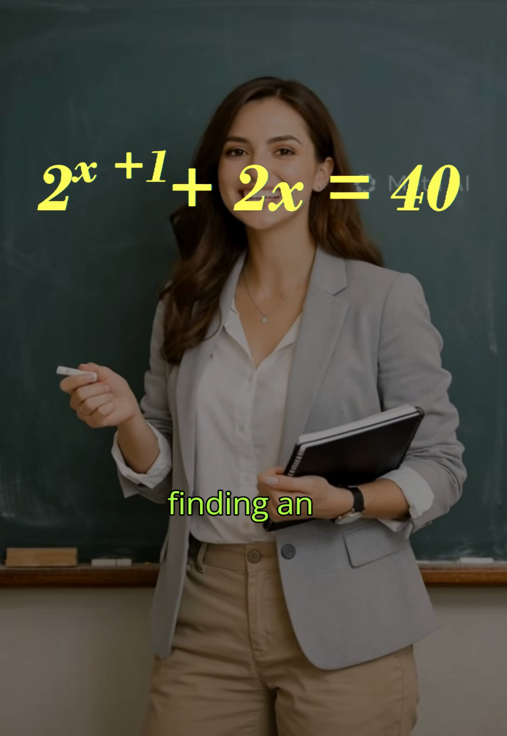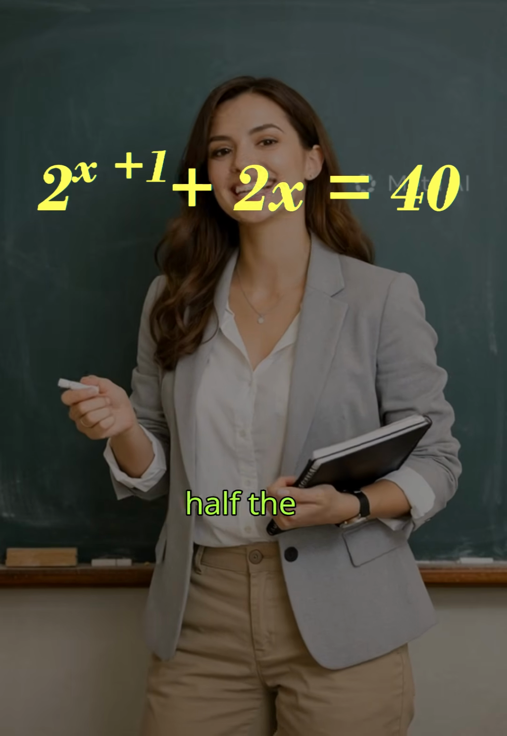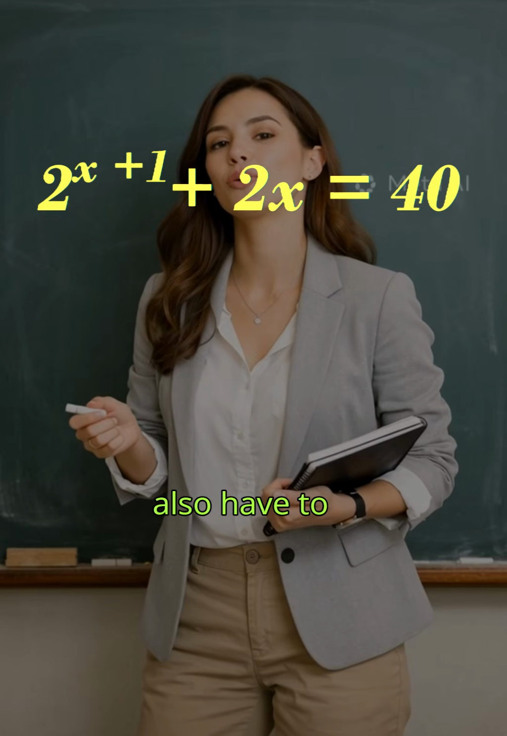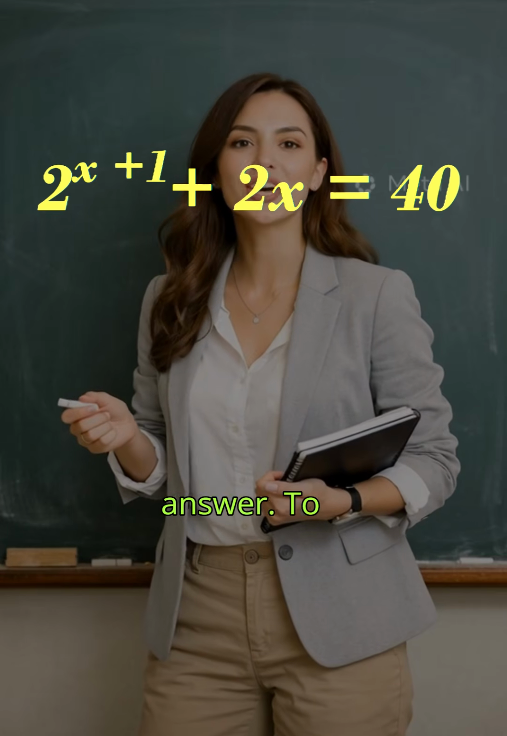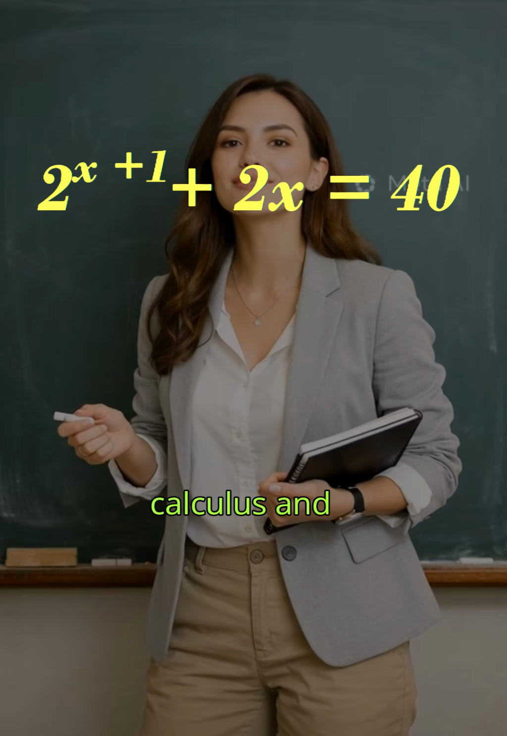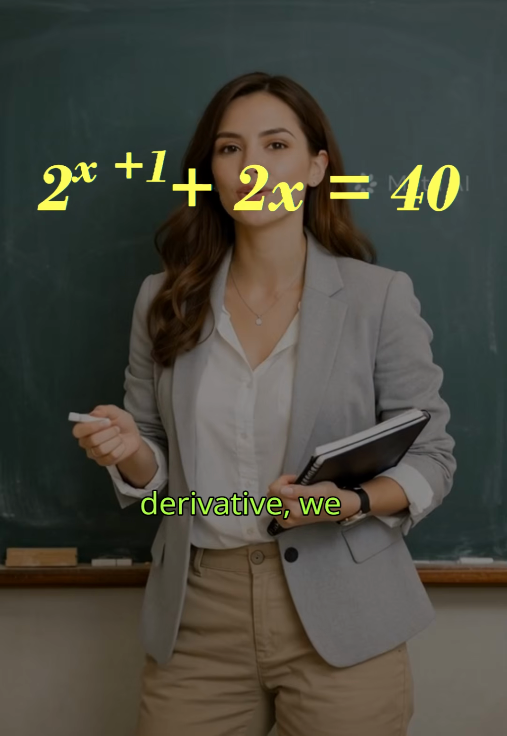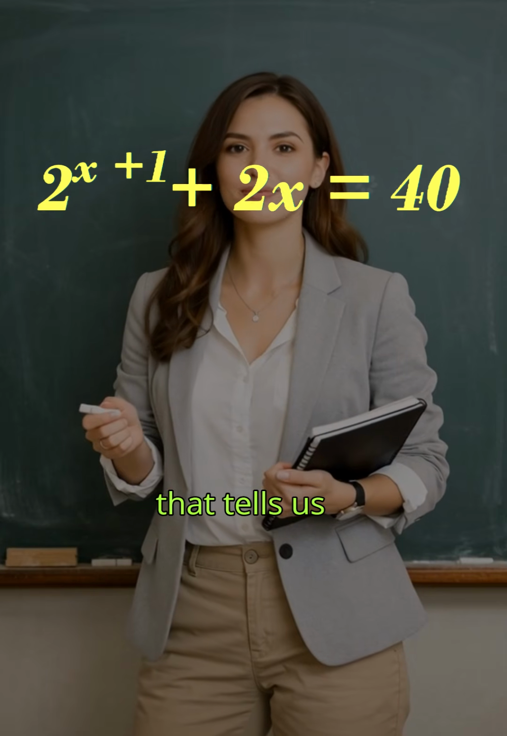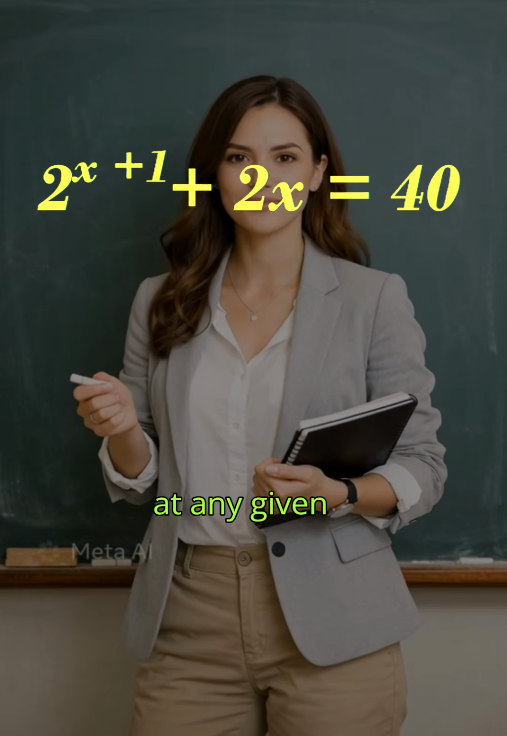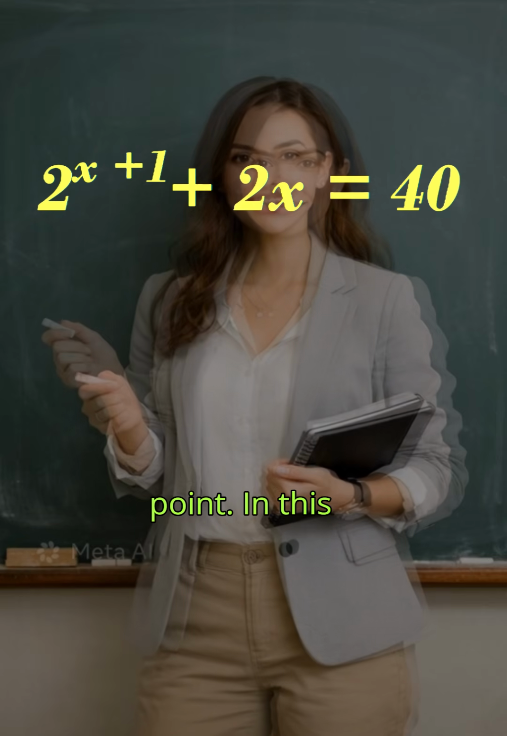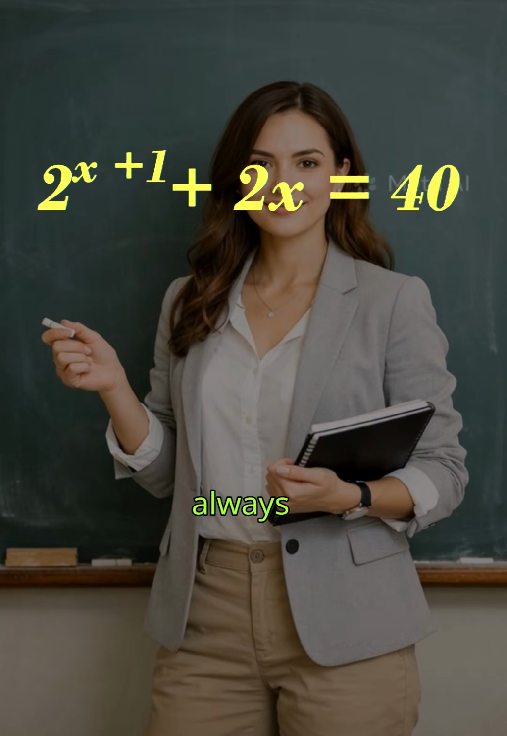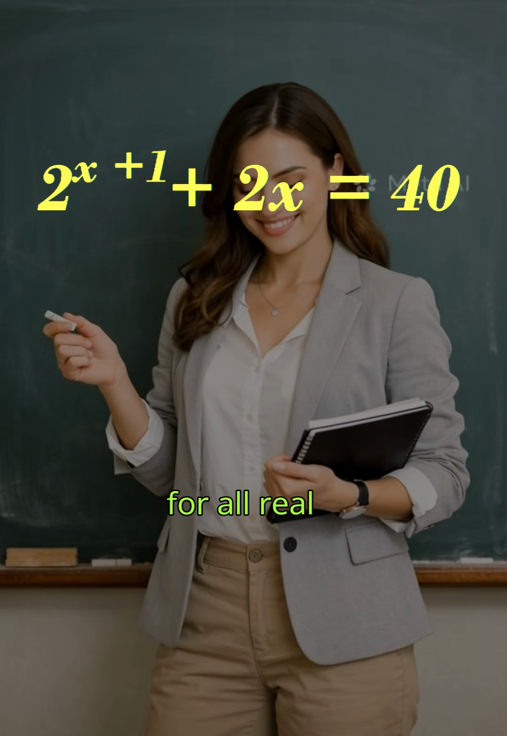Now, in mathematics, finding an answer that works is only half the battle. We also have to prove that it is the only answer. To guarantee uniqueness, we turn to calculus and define the equation as a continuous function. By taking its first derivative, we get a tool that tells us the slope of the function at any given point. In this case, the derivative is always strictly greater than 0 for all real numbers.